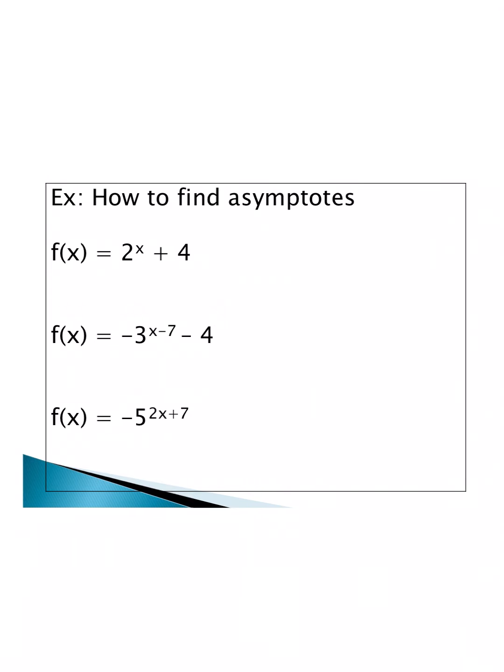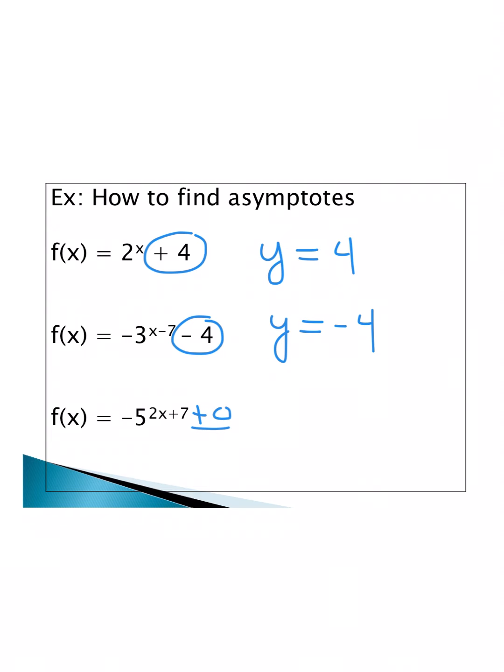So for our first example, notice we were adding 4, which means we're going to have y equals 4 as our horizontal asymptote. For our next example, we are subtracting 7 from the function. So I can simply say that y is equal to negative 7 is going to be our asymptote. And then for our last one, there is no number out here. So we can assume that is a plus 0, which means your horizontal asymptote is going to be y equals 0.